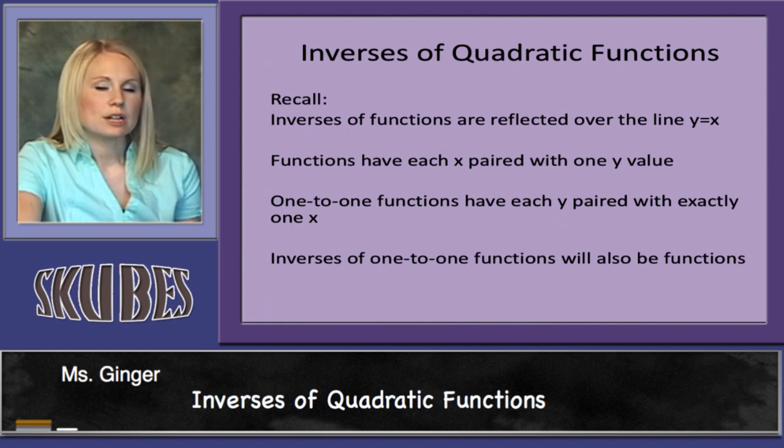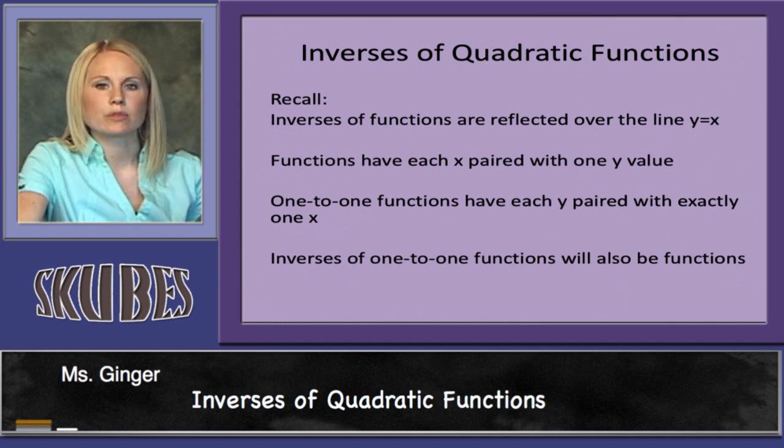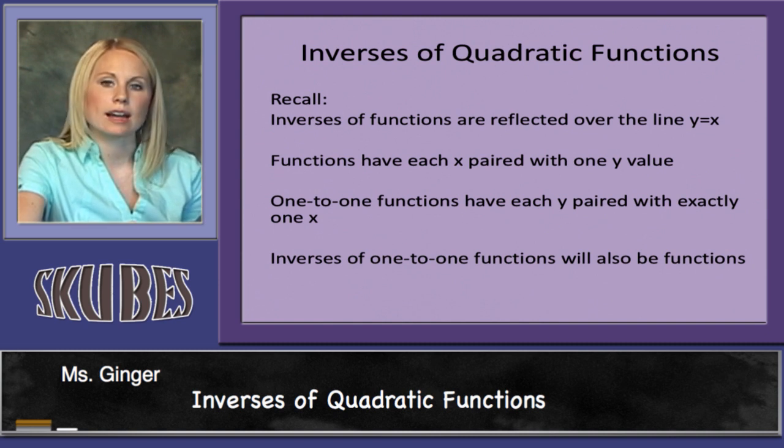So first off, recall that when we're talking about inverses of any type of function and we are looking at the graphs of those, inverses are going to be reflected over the line y equals x. So that is that perfect diagonal line through the origin, y equals x.